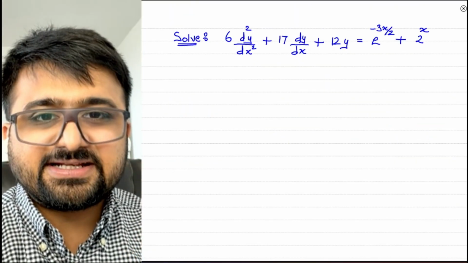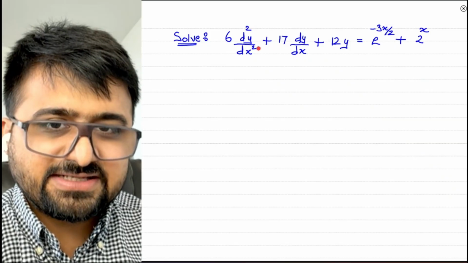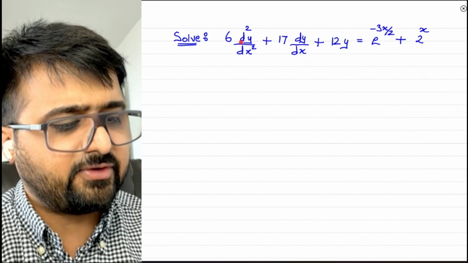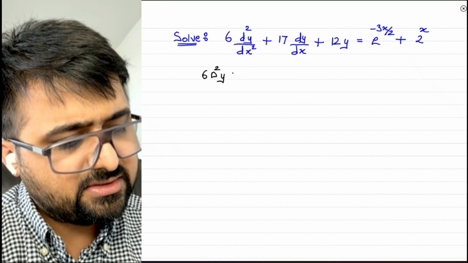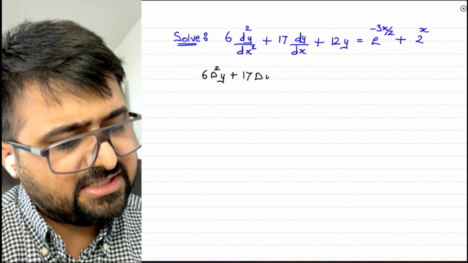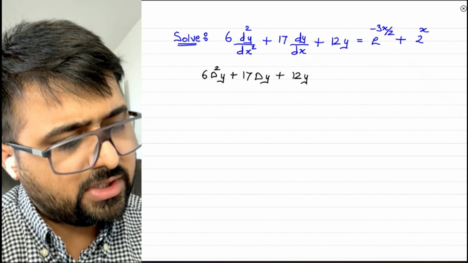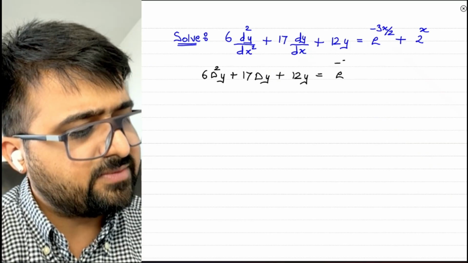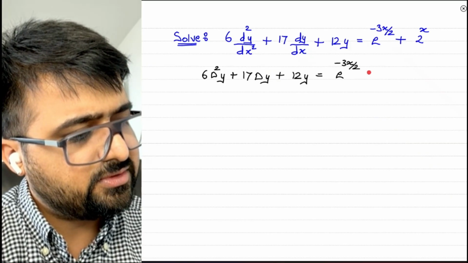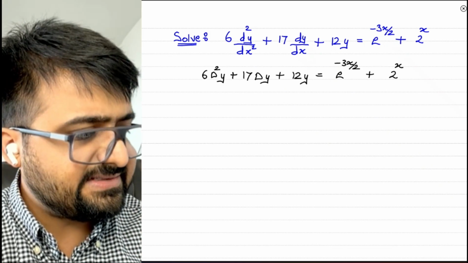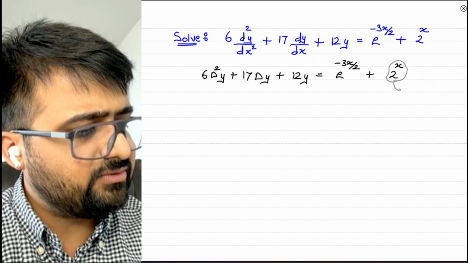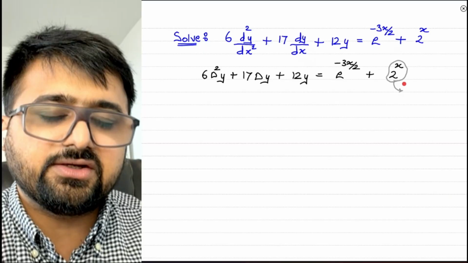All right, let's solve another example. This is again in the form f(D)y is equal to X. We just need to convert it in terms of the operator D. So we can just write this as 6D square y plus 17Dy plus 12y is equal to e to the power minus 3x by 2 plus 2 to the power x. One important thing I want to do here is write 2 to the power x in terms of e to the power something.